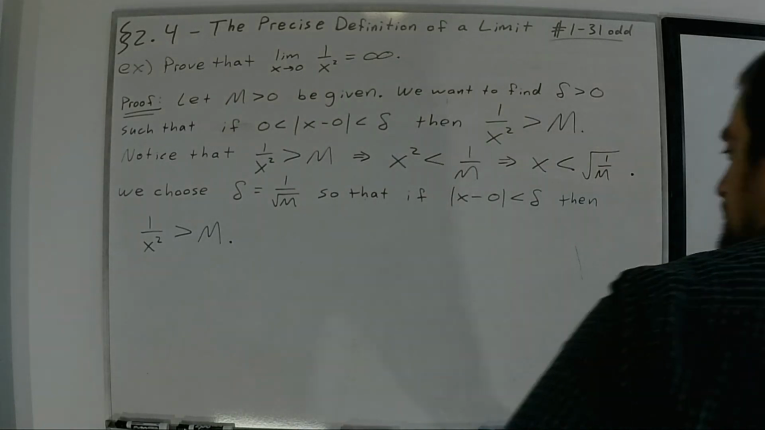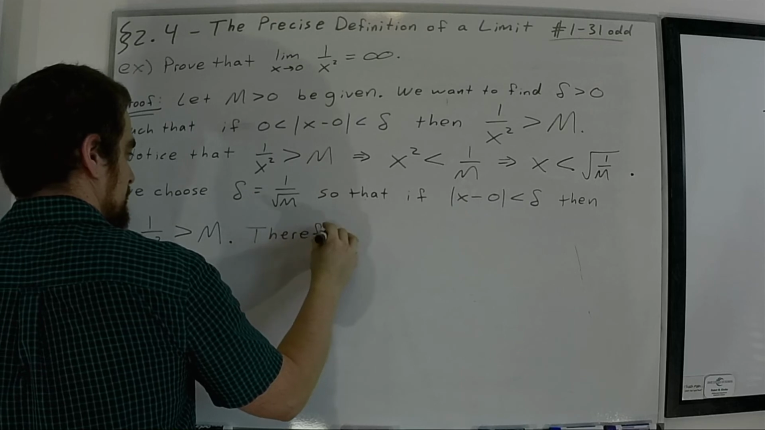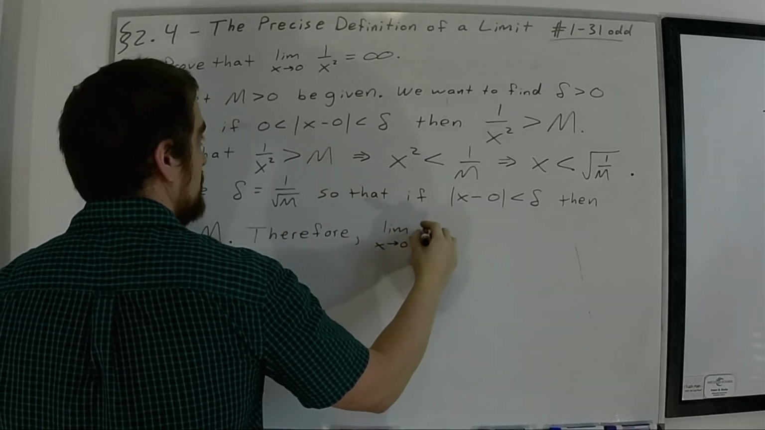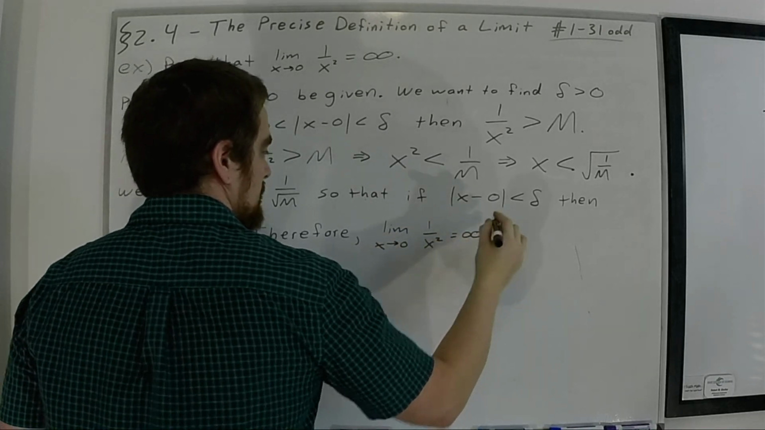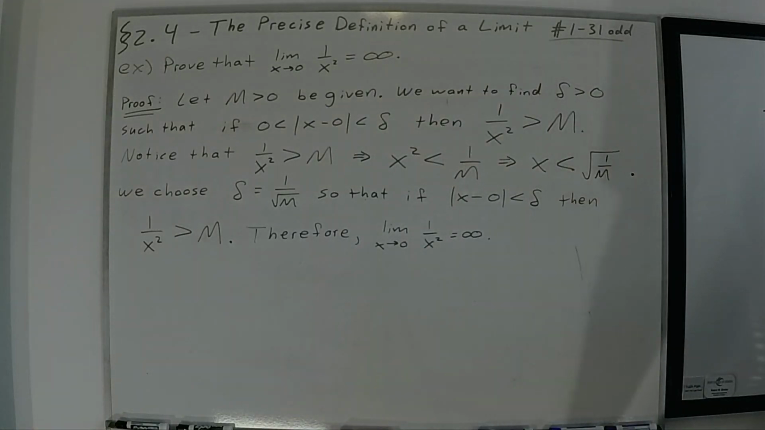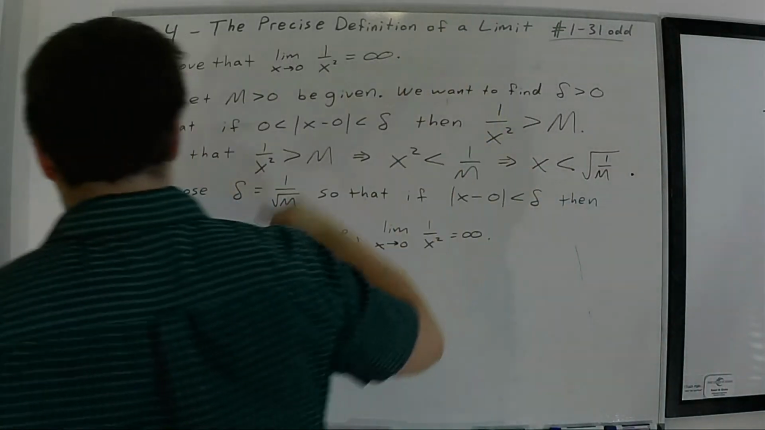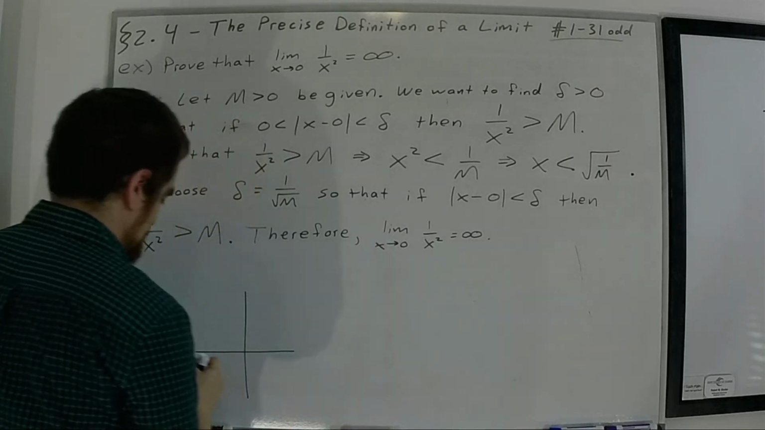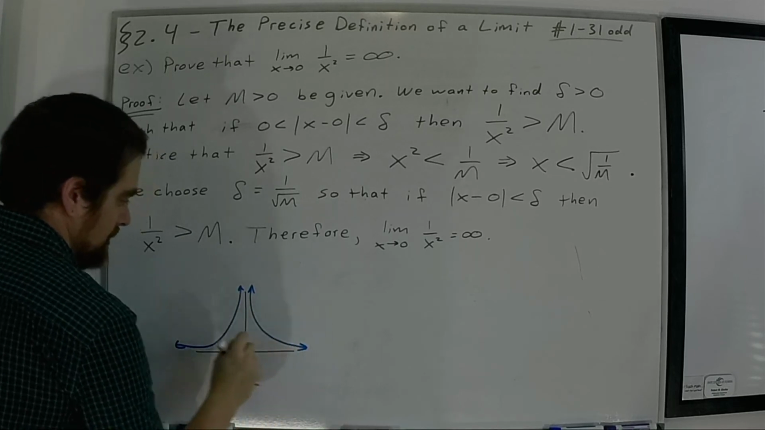I'm trying to think of something more to say, but I'm just going to say, therefore, the limit as x goes to 0 of 1 over x squared must be infinitely large. So as x goes to 0, 1 over x squared goes to infinity, which makes sense based on the graph if you look at it, because we've got this asymptote there.